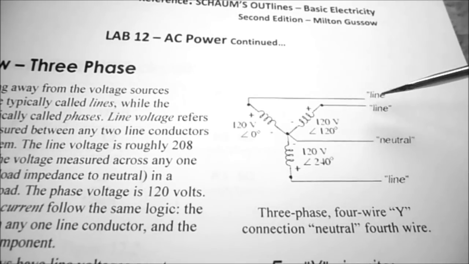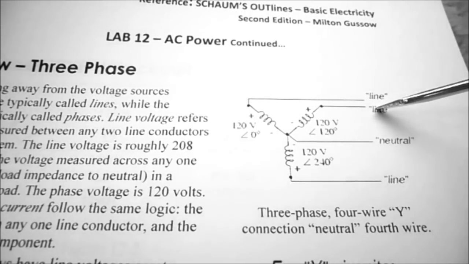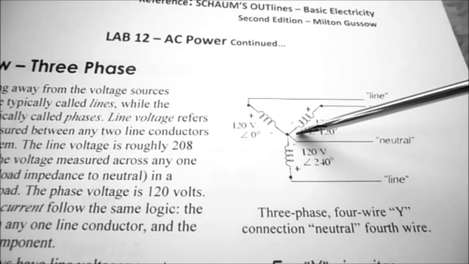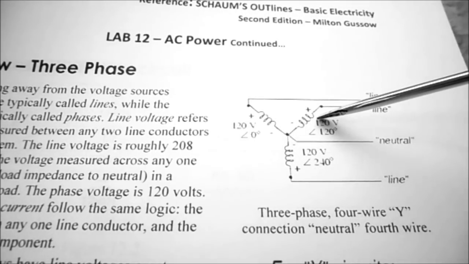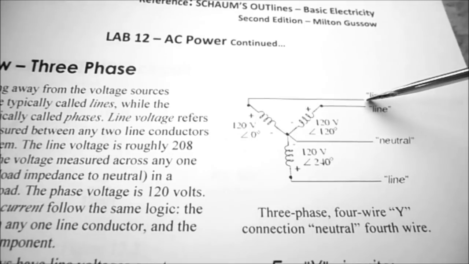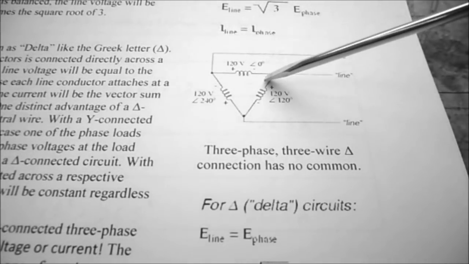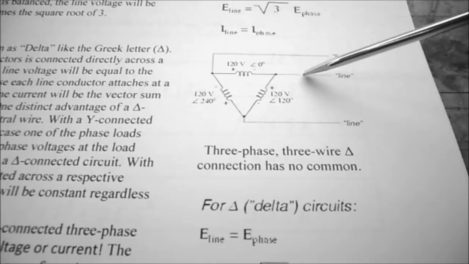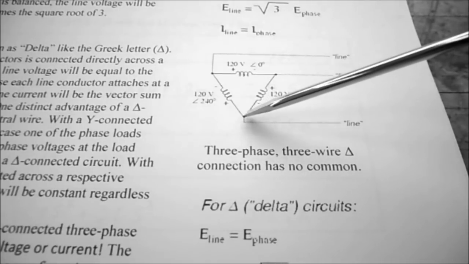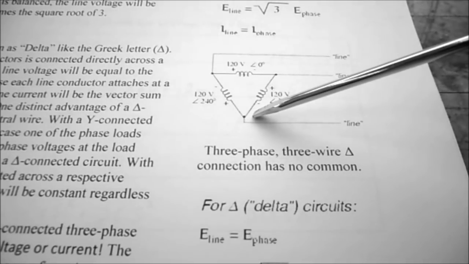The line voltage is typically from line to line. So while the phase voltage is 120 volts, the line voltage would be 208 volts. In a delta connection, the line voltage and the phase voltage are the same.